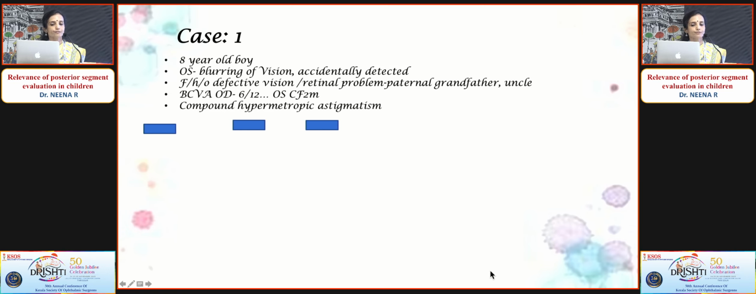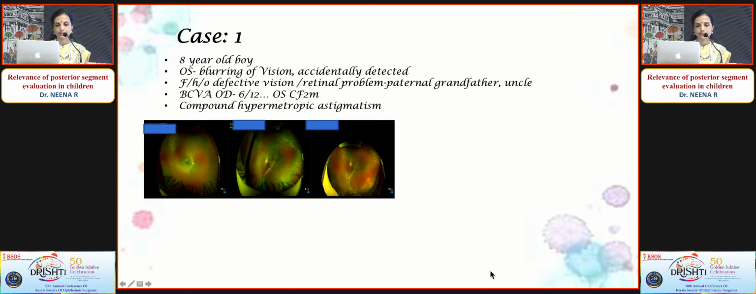So this was a case of an 8-year-old boy who was detected to have accidental vision loss in the left eye. His visual acuity in the right eye was 6/12 and left eye was counting fingers 2 meters. He had compound hypermetropic astigmatism. So was it amblyopia? On asking repeatedly, they said there is family history of poor vision in the paternal grandfather and in the uncle. So this is his fundus picture.